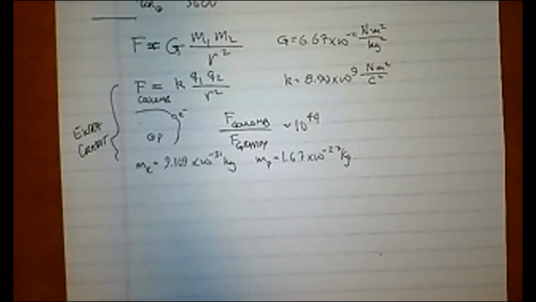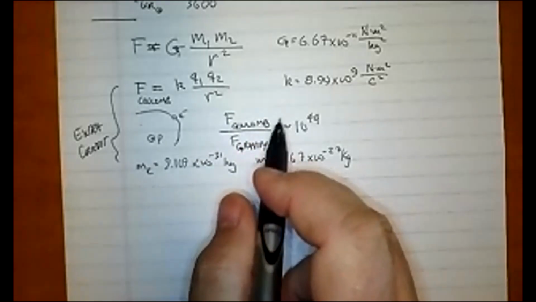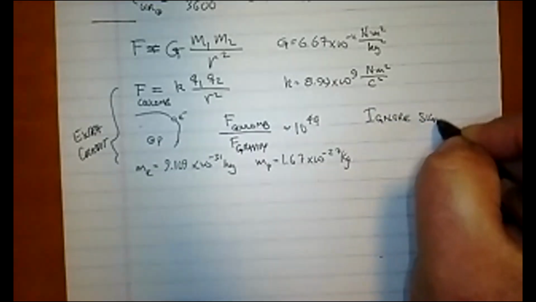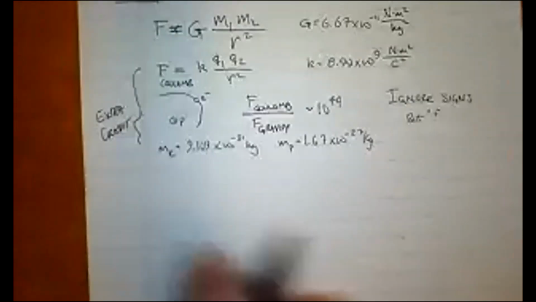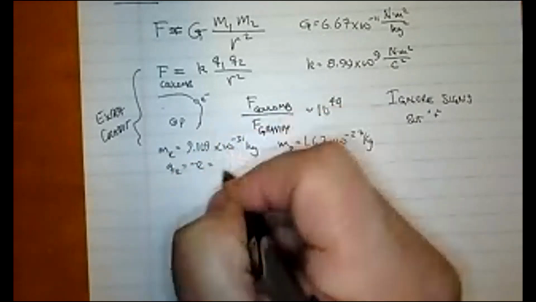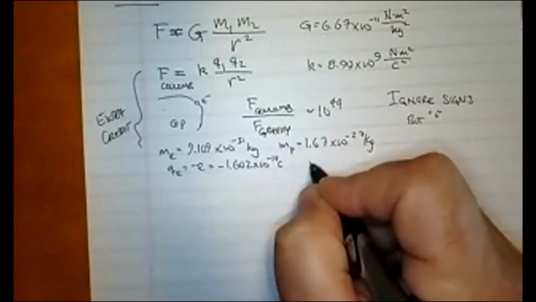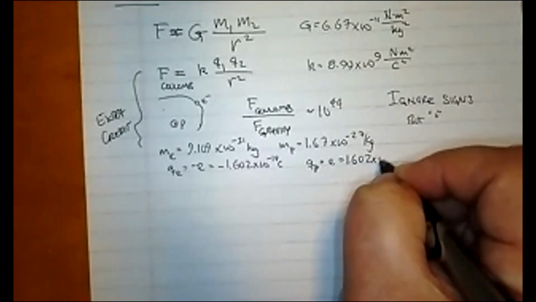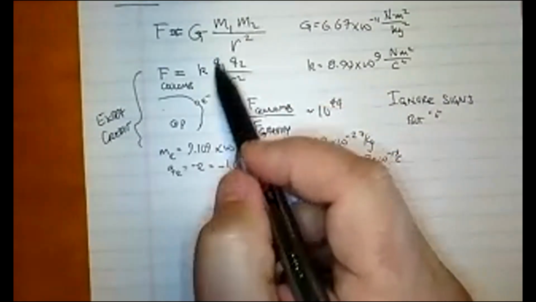Okay. You've got the constants. You also need the charge, and you're going to ignore the signs, by the way. I'll say ignore the signs when calculating. Just do both positive. But the charge of the electron is negative e, which is negative 1.602 times 10 to the negative 19th coulombs. And the charge of the proton is just e, which is equal to 1.602 times 10 to the negative 19th coulombs. So you've got that, you've got that.